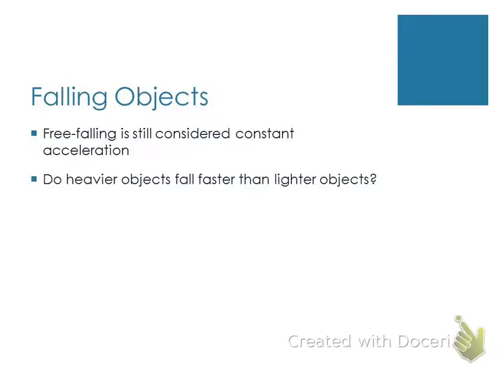Okay, so I want you to think about this question. Does a heavier object fall faster than a lighter object? Yes. Okay, you all say yes. The answer is no. And I'm going to show you why that is. Without air resistance, as long as two objects are the same shape and roughly the same size, they're going to fall at the exact same rate.